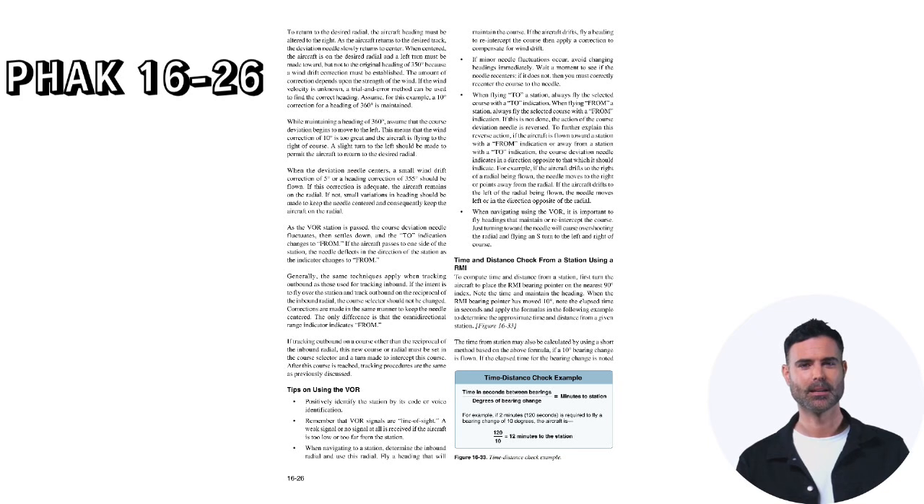Fly a heading that will maintain the course. If the aircraft drifts, fly a heading to re-intercept the course, then apply a correction to compensate for wind drift. If minor needle fluctuations occur, avoid changing headings immediately. Wait a moment to see if the needle recenters. If it does not, then you must correctly recenter the course to the needle.